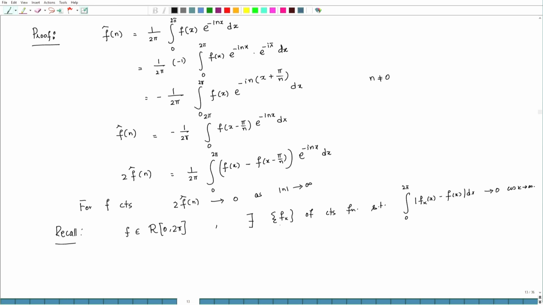Now, for this sequence f k, each f k is continuous. Therefore, the Riemann Lebesgue lemma holds. Now, look at f k hat of n minus f hat of n. This, as we have seen, by triangle inequality is less than or equal to 1 by 2 pi integral 0 to 2 pi mod of f k of x minus f of x dx. Now, this goes to 0.